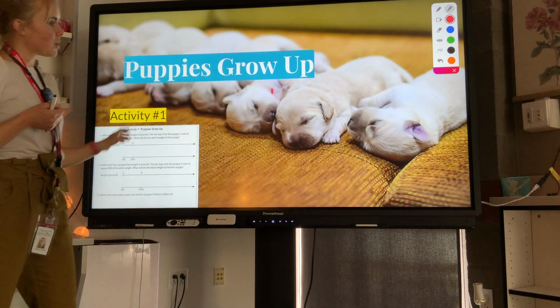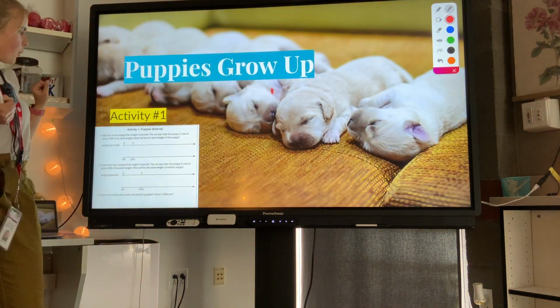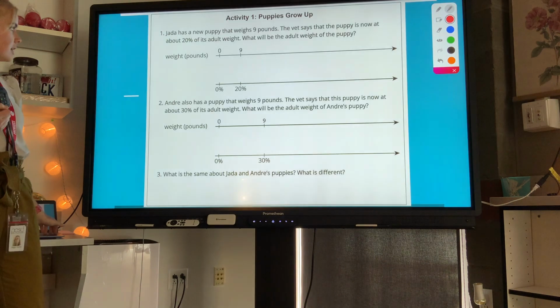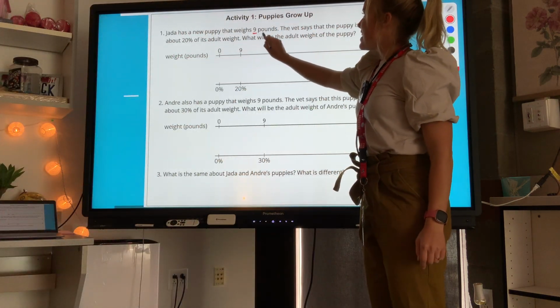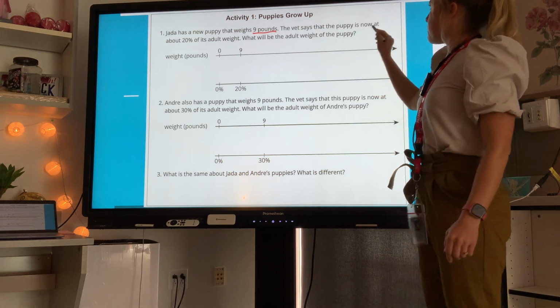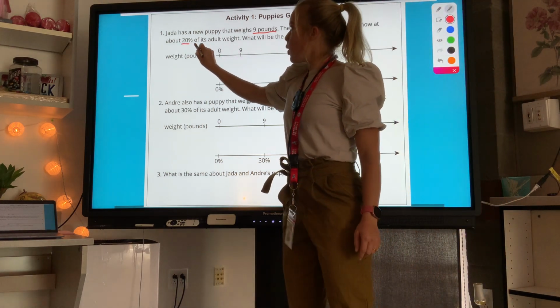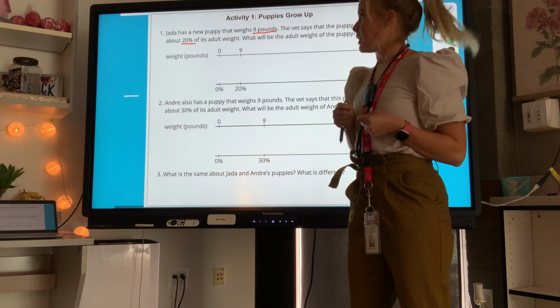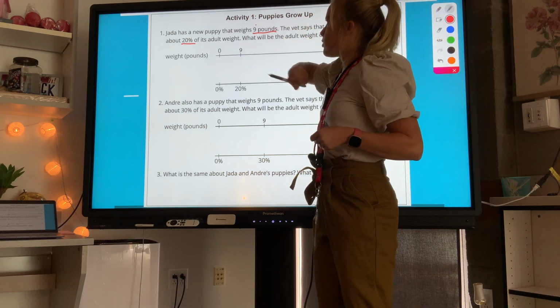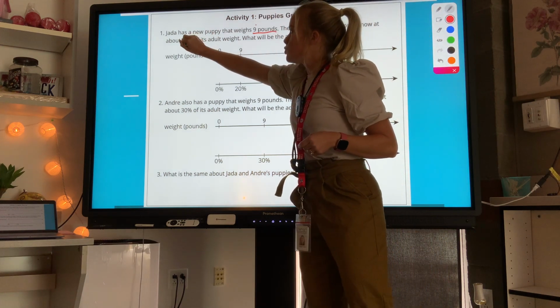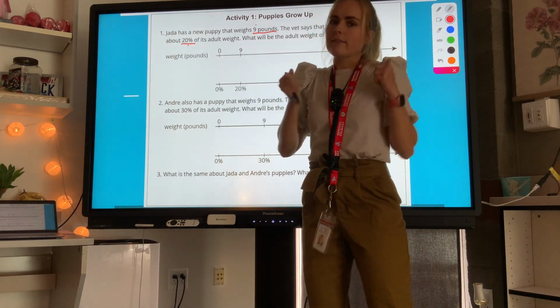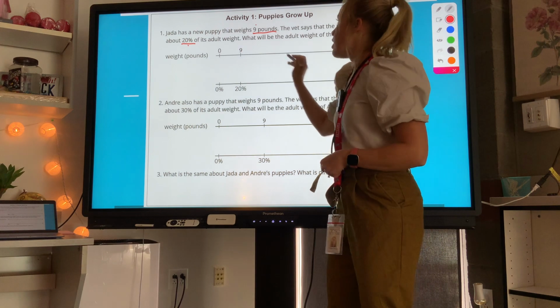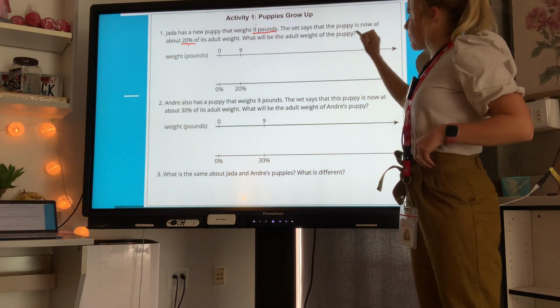So puppies grow up. Oh, look how cute. So we got some puppies. If you read the instructions on activity one, it says Jada has a new puppy that weighs 9 pounds. The vet says that the puppy is now at about 20% of its adult weight. So right now it's 9 pounds, and that 9 pounds is 20% of its adult weight, of its 100% full weight that it should be once it's grown up. What will the adult weight of the puppy be?